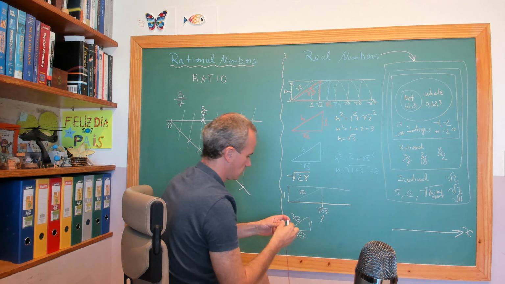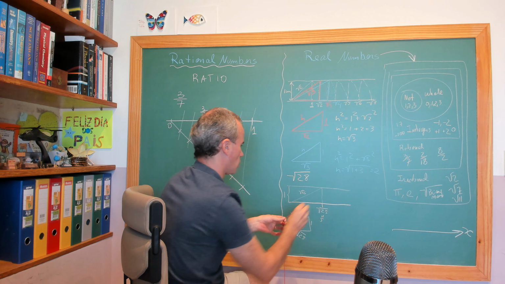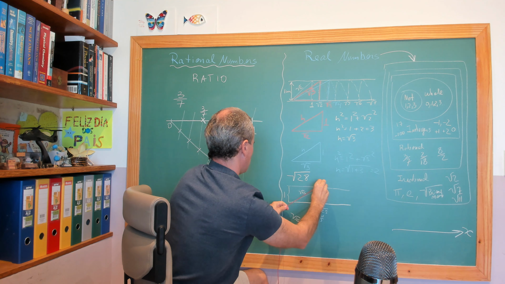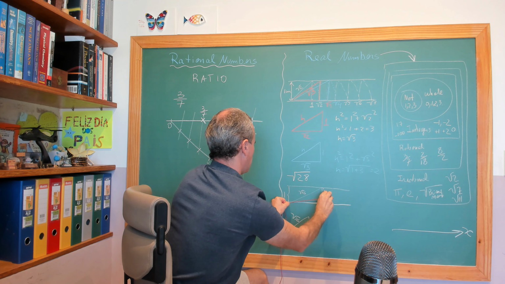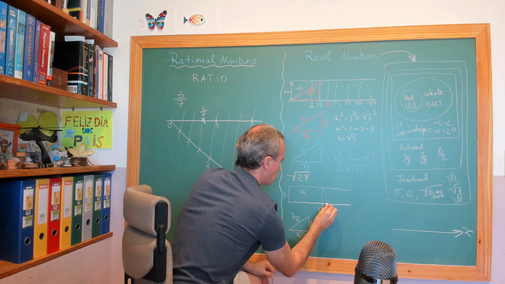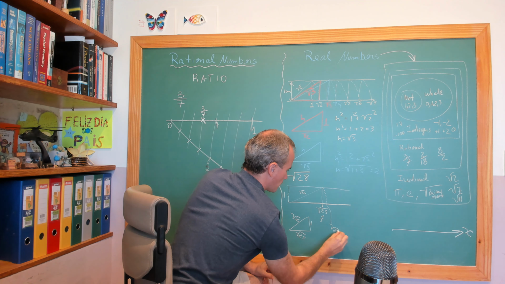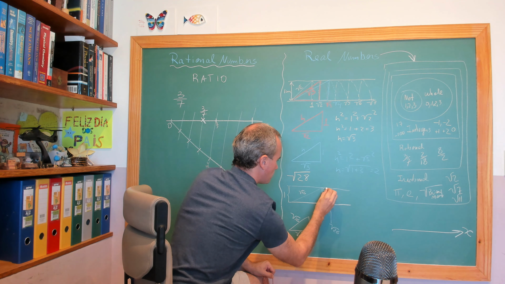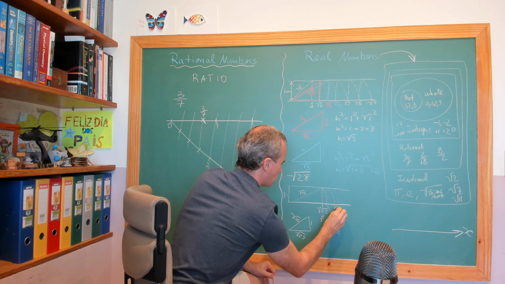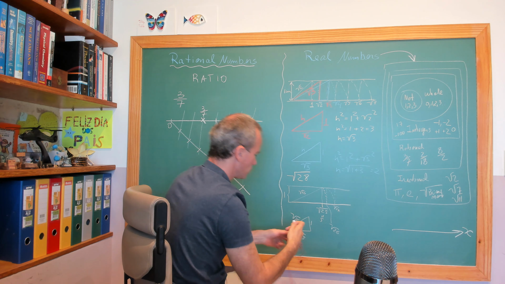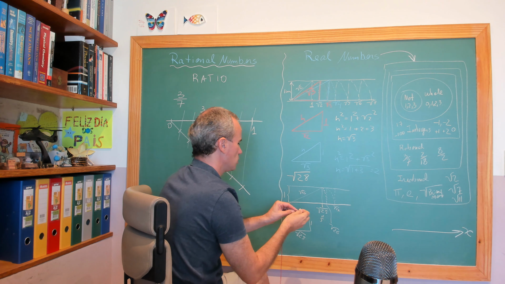You do it again with your compass. So this is going to be square root of 26. Agree? You go up. The next one is going to be square root of 27. You go up. Do it again. Of course, I won't do it every time because it's going to take too long. But you know, you got the picture.